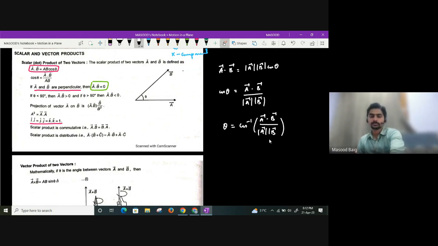Yes or no? So always remember, for two perpendicular vectors, their dot product will always be 0. Understood? i dot i will always be equal to j dot j will always be equal to k dot k, which is 1. However, i dot j is 0, j dot k is 0, k dot i is 0. Why? Because they are perpendicular components. Understood, all of you?